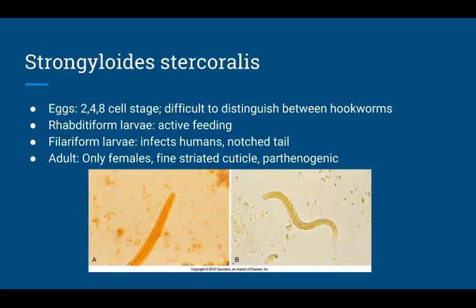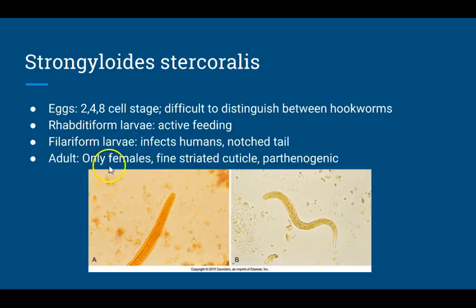Okay, Strongyloides stercoralis. The eggs look a lot like the hookworms and they're hard to identify. Usually the way is the size. They have a 2-4-8 cell stage. The rhabditiform larva is the active feeding one. You identify it by its buccal cavity. The filariform larva is the one that infects the human. And what you need to know about this is it has a notched tail. You can't see that really in these pictures, but this is the way that this one is identified.